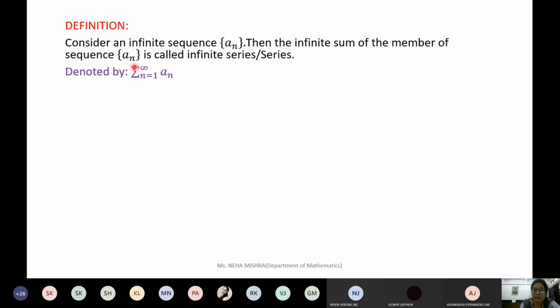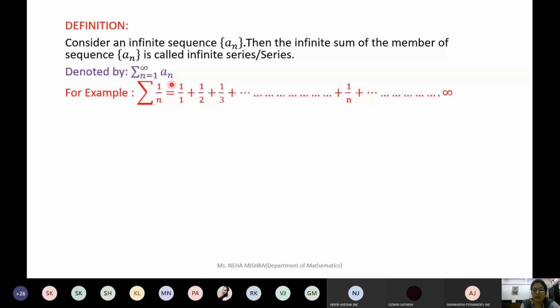And whenever we have series, we use this summation sign. If you have a sequence, you will use this curly bracket. Whenever we talk about series, you will use the summation sign. Did you understand? Yes, ma'am. Okay, so wherever you have sequence, you use flower bracket or curly bracket; wherever you have series, you use the summation sign.